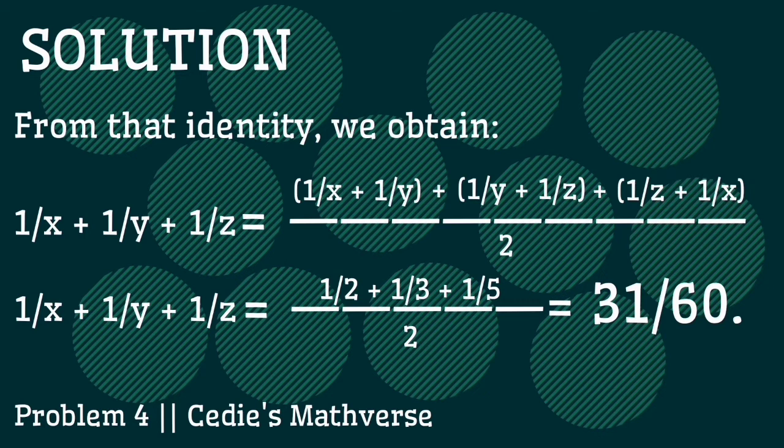We already know the values of the quantity 1 over x plus 1 over y and the other two. So we just simply plug these three values in. Therefore, we obtain 1 over x plus 1 over y plus 1 over z equals 1/2 plus 1/3 plus 1/5 all over 2, which results to 31 over 60.